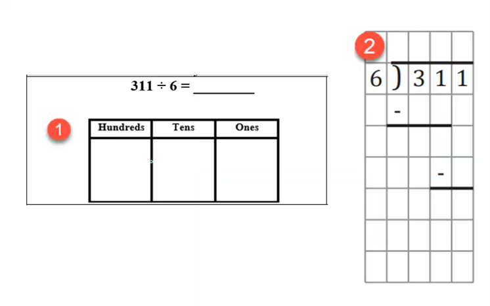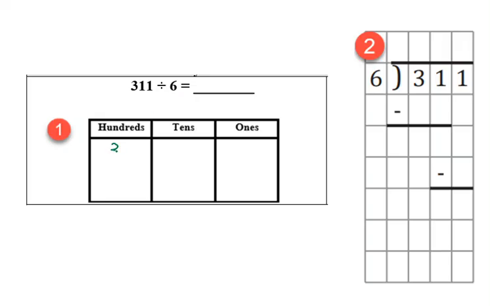Once again, we're going to look at the box model of doing division, and we're going to look at the standard algorithm for doing division right here. Both of these are the same thing. They're just a different format. You could teach your parents how to do this. We're going to start with the box model first. We have 311 divided by 6. So let's take a look at that.